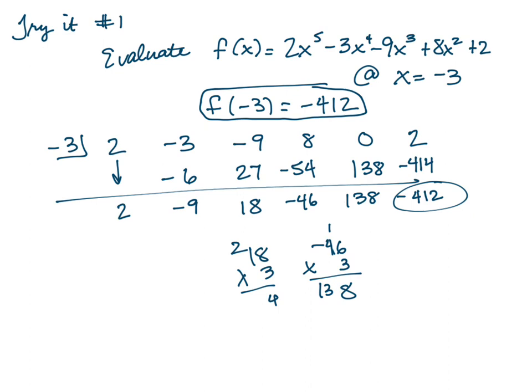Do you have this column right here? Did you catch the 0? Why does there have to be a 0? Because there's no x term. There's no x term. We skip from x squared to the constant.